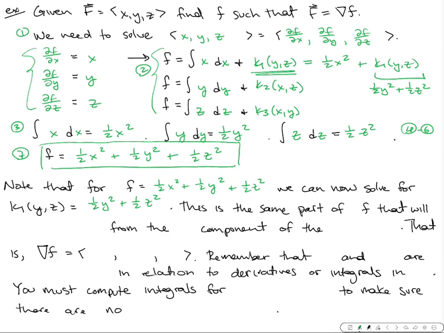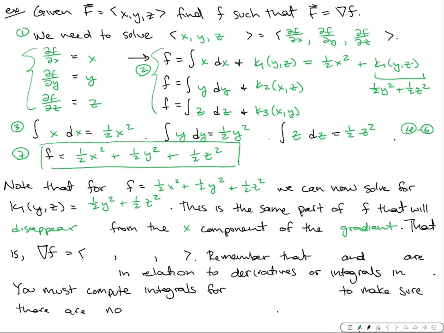This placeholder right here for some unknown constant that comes out of our integral of x dx, we found by solving these second two parts. And you might have already noticed, but this 1/2 y squared plus 1/2 z squared is the exact same as the part of f that's going to drop out from the x component of the gradient when we calculate it for little f.